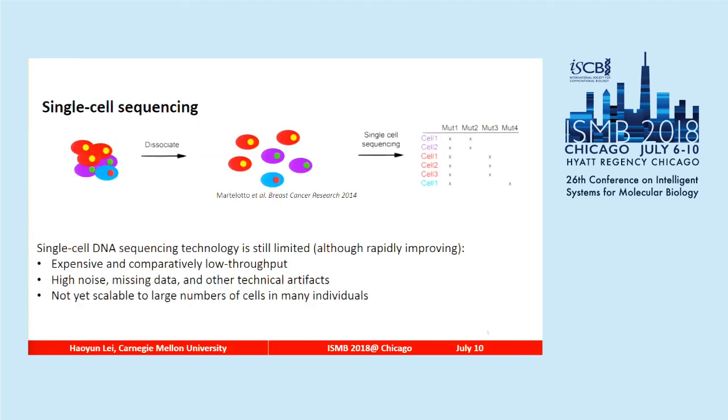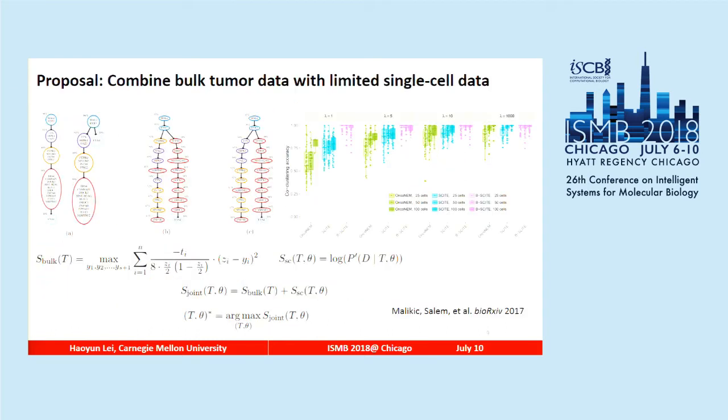Since bulk sequencing is not good enough to infer tumor heterogeneity, complementary single-cell sequencing technology has developed very fast this year. This technology can genotype individual cells, and it is the most objective and direct inference of the cellular genotypes, but it is too slow, noisy, and very expensive for large-scale data sets.